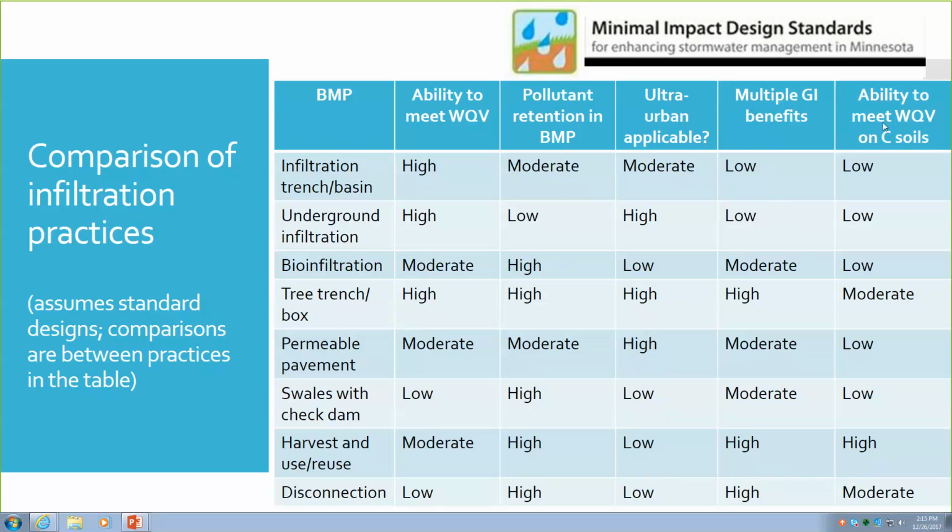The ability to meet the water quality volume on C soils is typically low unless you have a large surface area to apply the water over, and that would be a harvest and reuse system. Let's just say you're capturing water and you're applying it over a ball field or a golf course. You have a lot of surface area, so even on fairly low infiltrating soils, the surface area is so large that you can infiltrate a large amount of water.